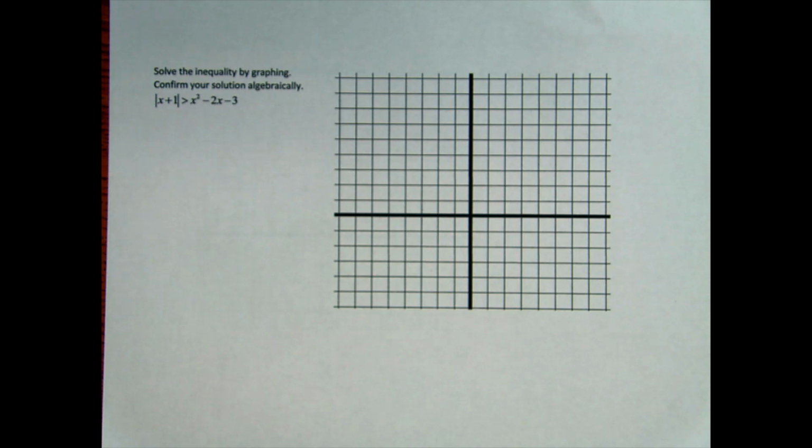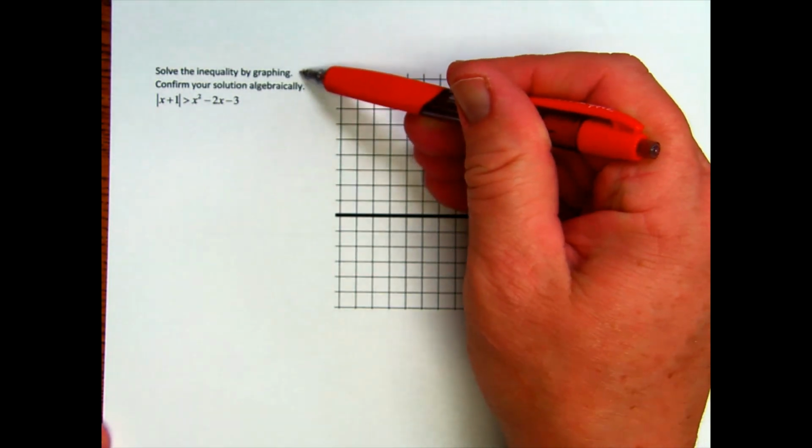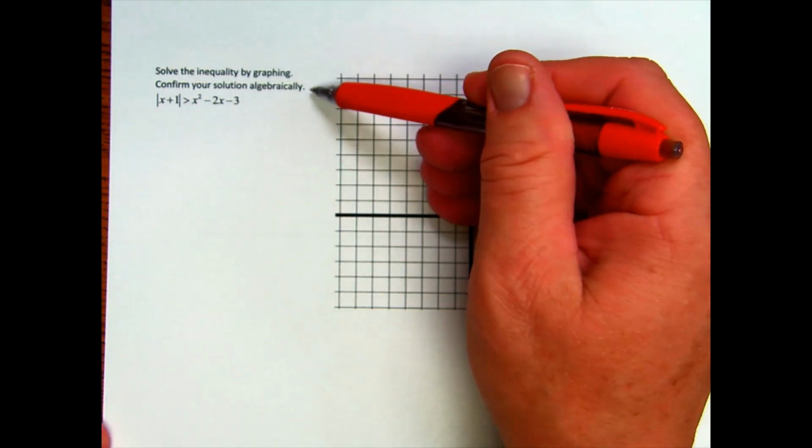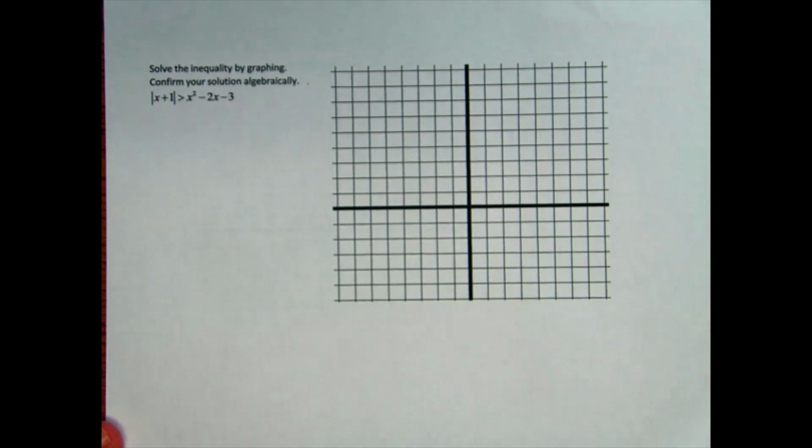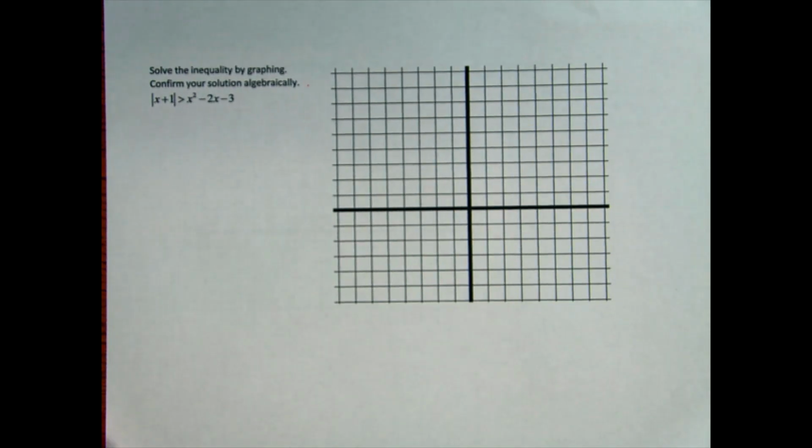Question number 2 from today's handout. So we have the same set of instructions. They're telling us to solve it by graphing and confirm it algebraically. I prefer the flip of those two. As long as you have both skill sets coming away from this unit, it doesn't really matter which one you decide to do first, which one you decide to do second.